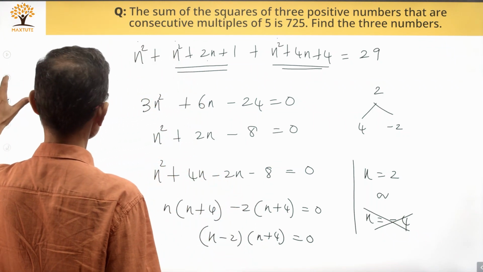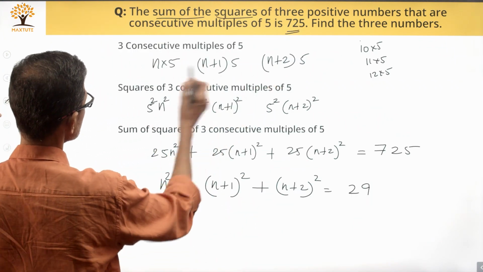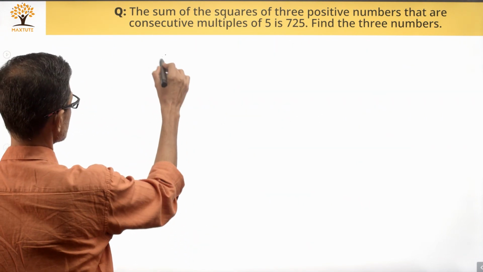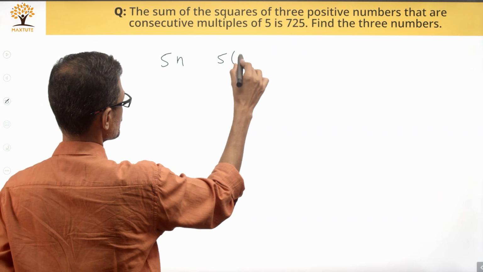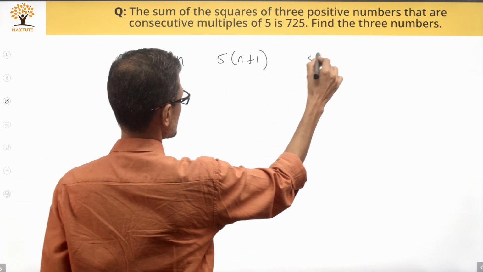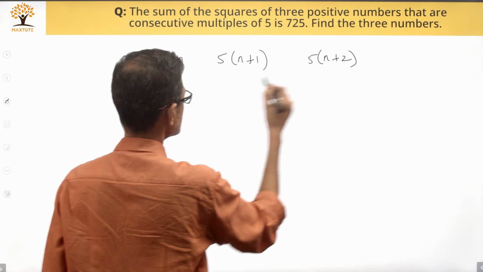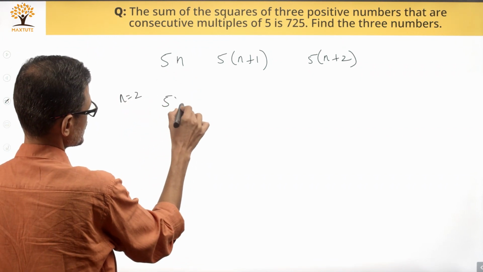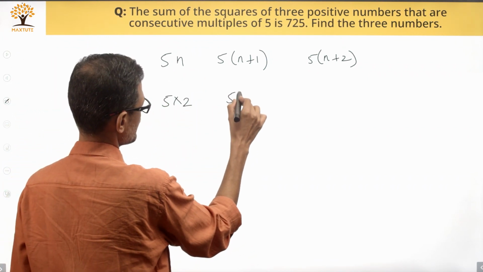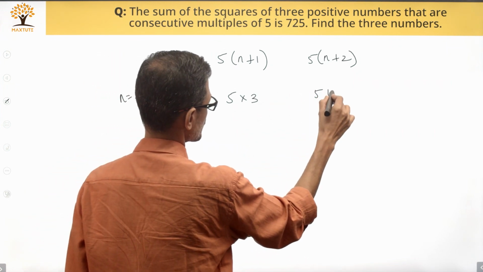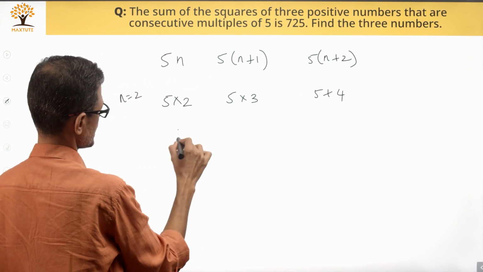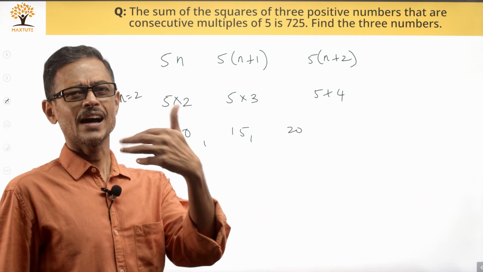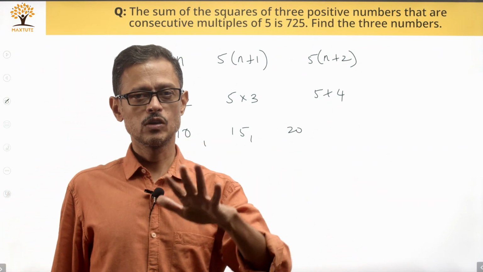What are the three numbers for us? Look at the three numbers. The three numbers are basically consecutive multiples of 5. So, the numbers for us are basically 5n, 5 times (n plus 1) and 5 times (n plus 2). We just deduced that n is equal to 2. So, what will the numbers be? The numbers will be 5 into 2, 5 into 3 and 5 into 4. So, the three numbers for us are basically 10, 15 and 20. The question stops here, and you will get full marks at this point.